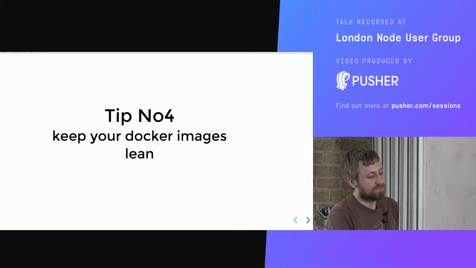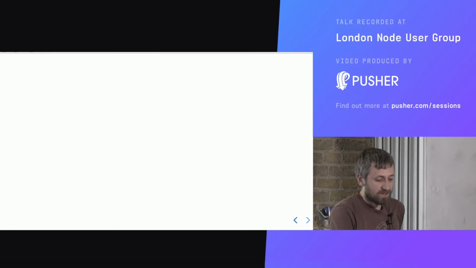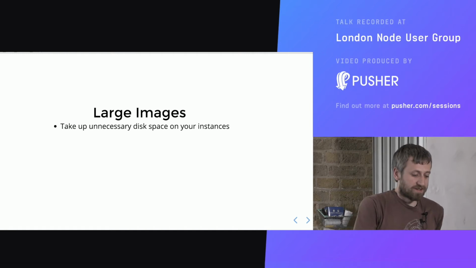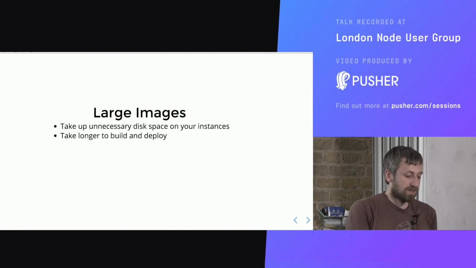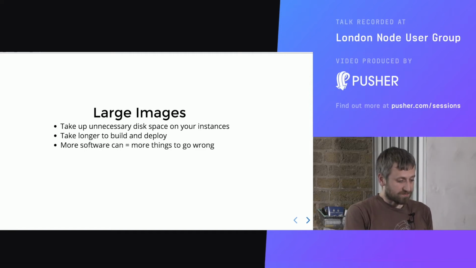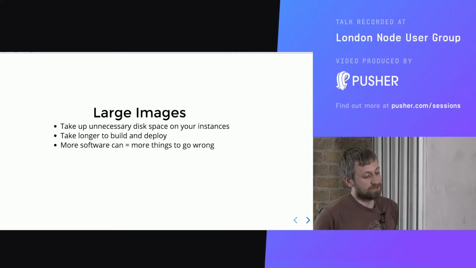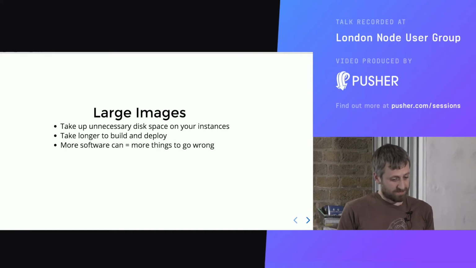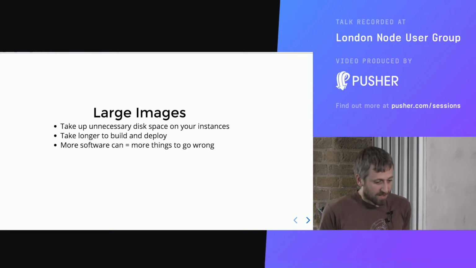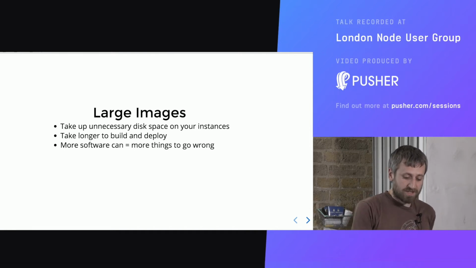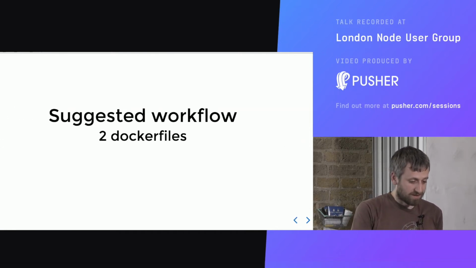Tip number 4: keep your Docker images lean. Large images take up unnecessary disk space. They take a long time to build and deploy. Your storage costs will increase. Continuous delivery is about getting change out to users as soon as possible, so you get fast feedback. You don't want to be waiting ages for Docker images to build. Having more software installed on your images means that more things can go wrong.